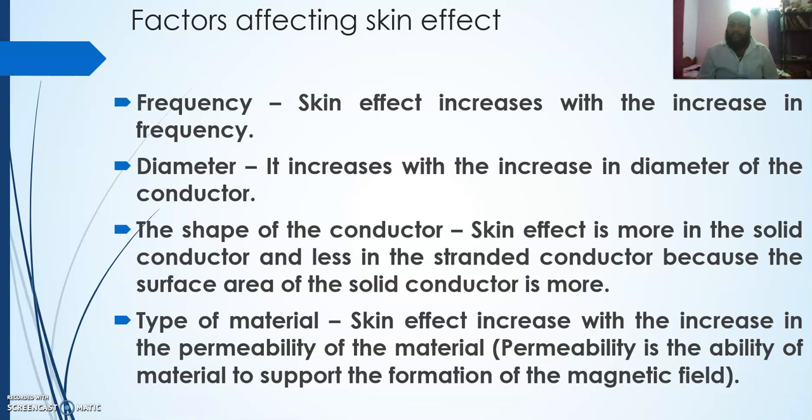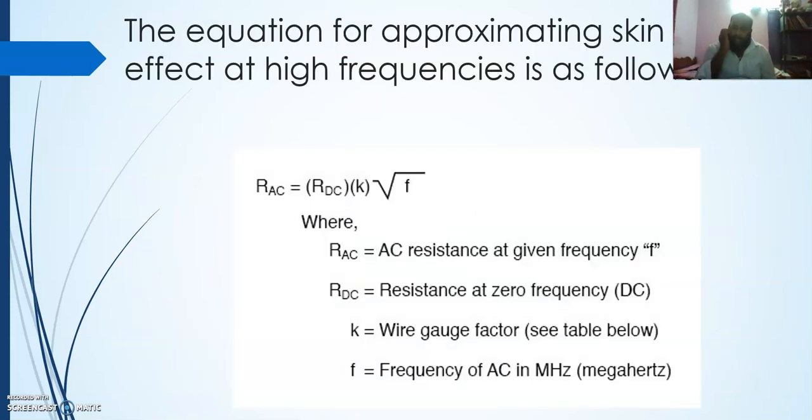So skin effect will be more in the solid conductor. Next, about type of material: the skin effect increases with the increase in permeability of the material. It depends upon the material we are using; the permeability differs from one material to another. When the permeability of the material is very high, the skin effect will be more. So the type of material decides the skin effect. All these four things we call factors affecting the skin effect.